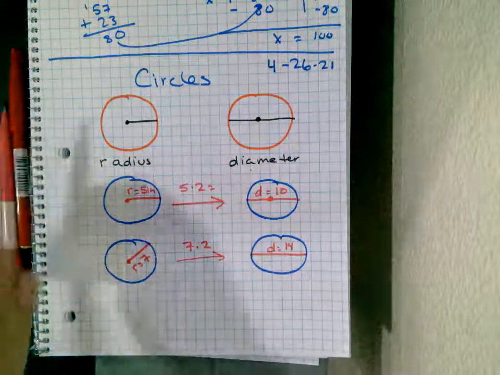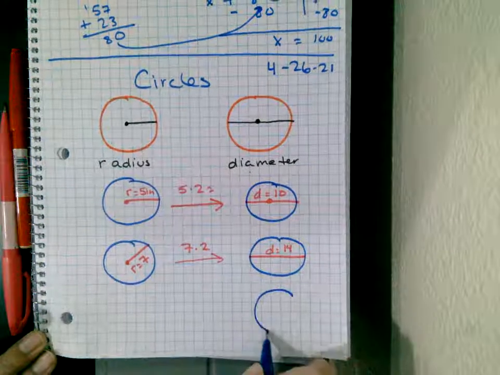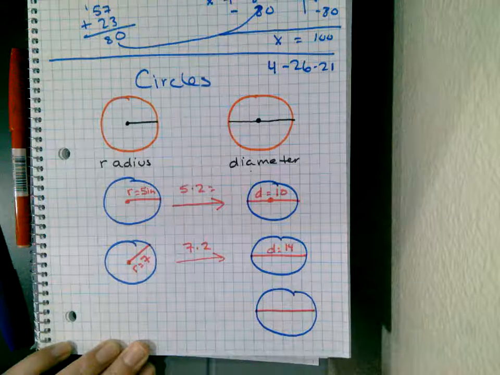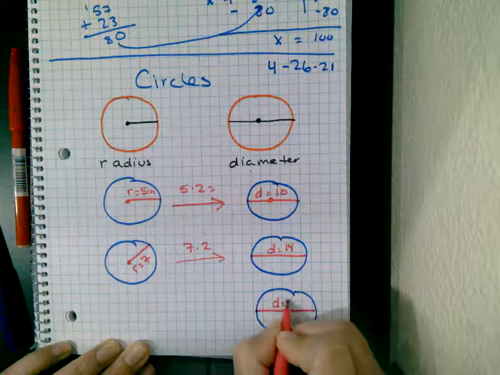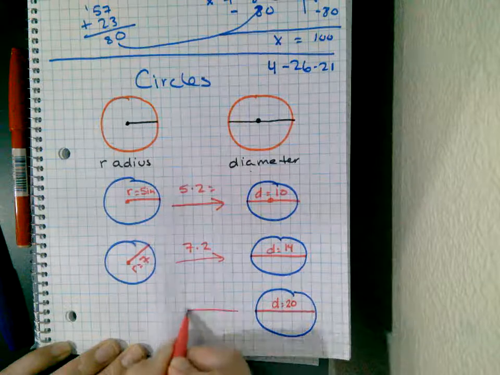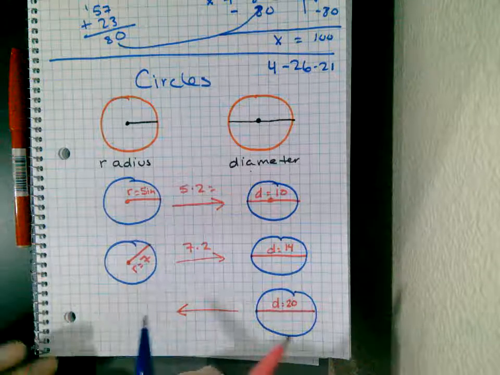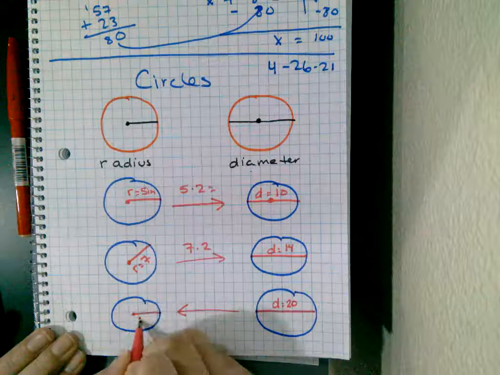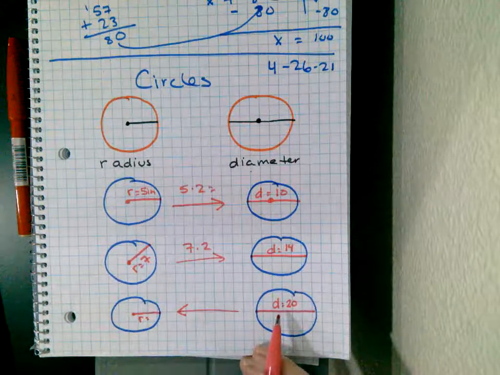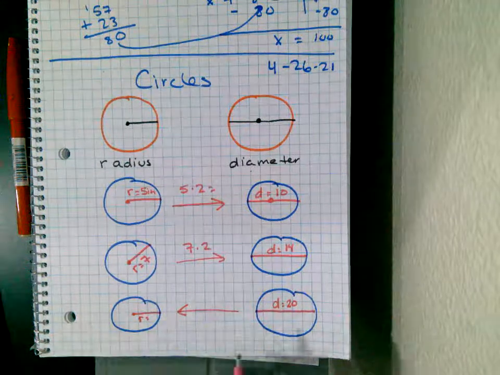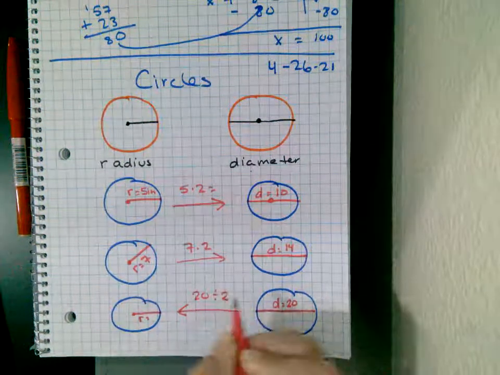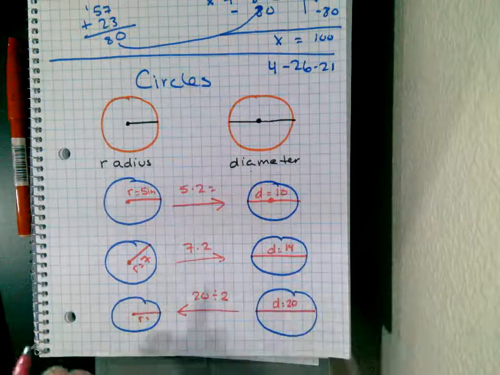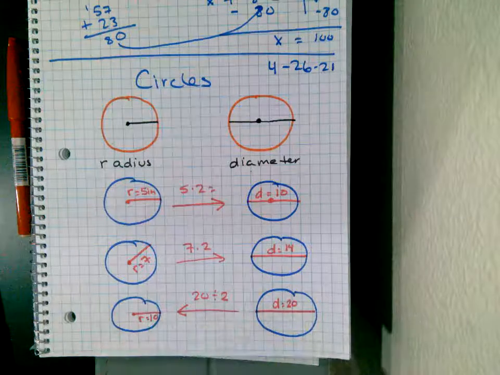Now, what if we go backwards? What if I give you the diameter is 20? What's the radius of the same circle? What would be the radius if the diameter is 20? Yeah, to get to the radius, you would take 20 and divide by 2. Why do we divide by 2? Because we're cutting it in half. Right, we're cutting it in half, so that means that my radius is 10.